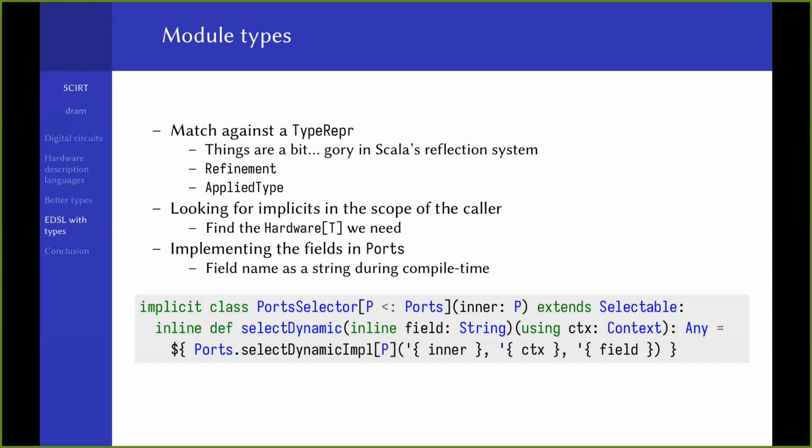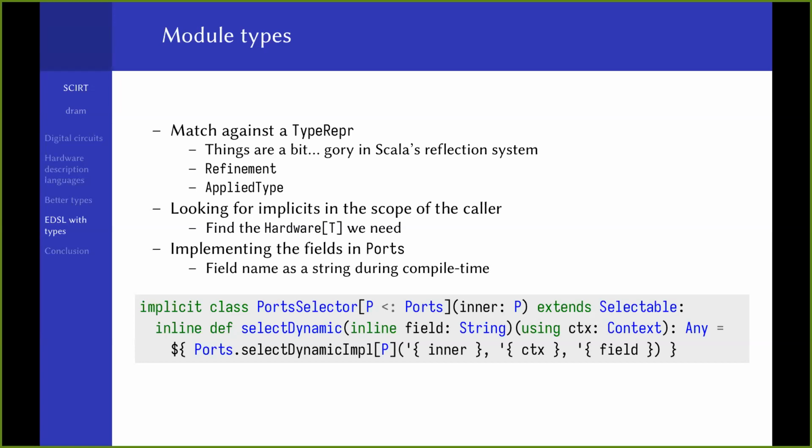And now we can also look for implicits, or rather givens if we're talking about Scala 3, in the scope of a caller. So we have a hardware type like BitVector of 32, and we need to find the hardware instances for it so that we know what the underlying MLIR type is, and we know how to convert to and from signals. We can look it up. And we can also implement the fields in ports.